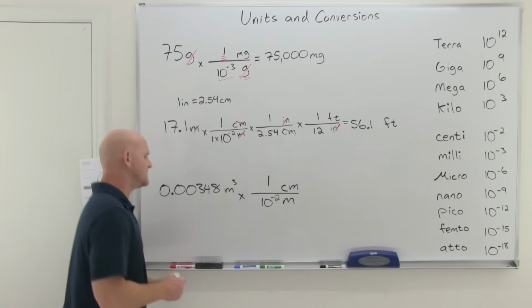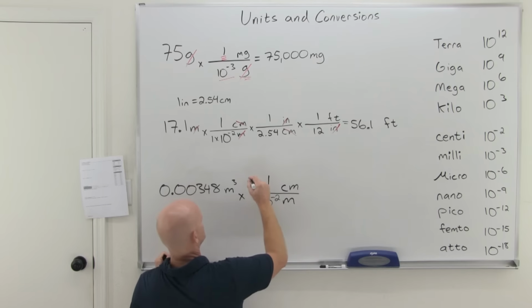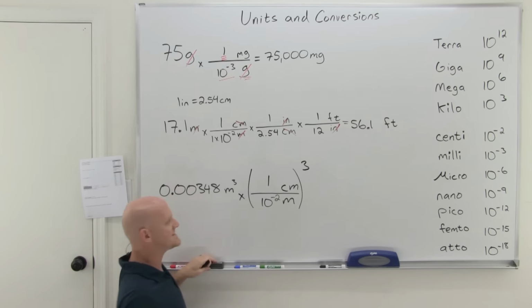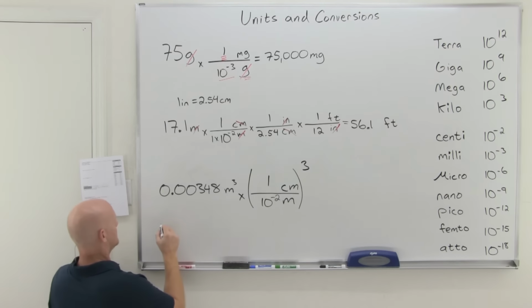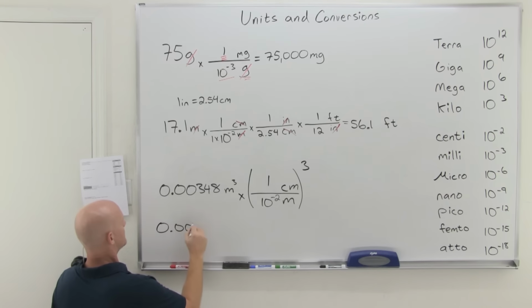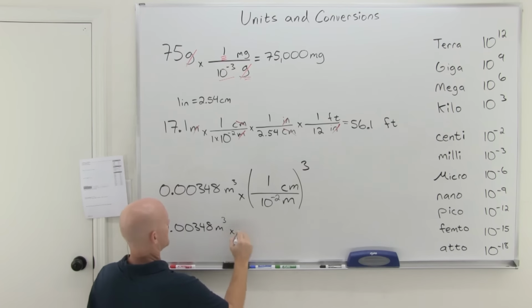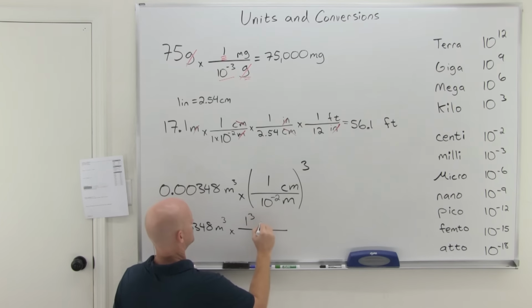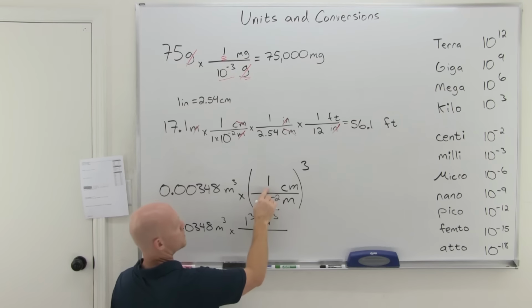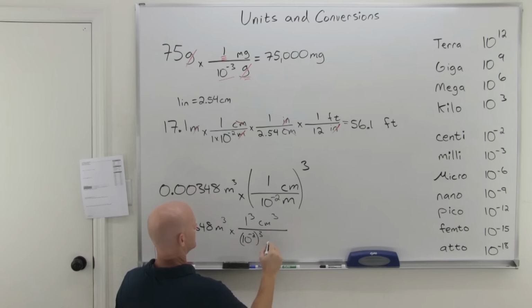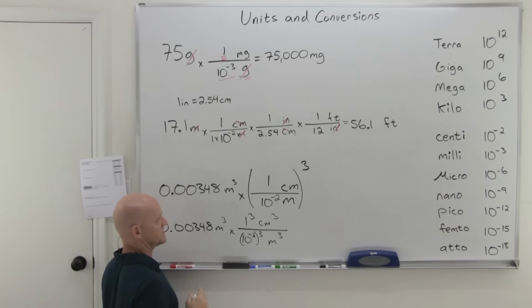And so what we actually need to do here is cube the entire conversion factor. Look at what this ends up looking like: 0.00348 meters cubed times 1 cubed centimeter cubed. It cubes the 1 and the unit as well. Same thing here, 10 to the negative 2 cubed meters cubed.